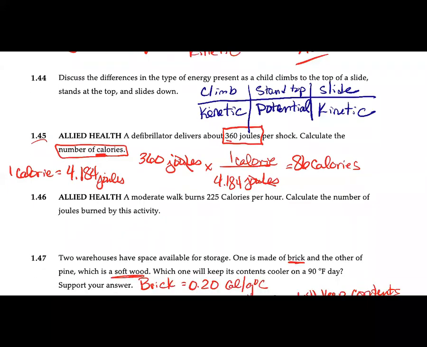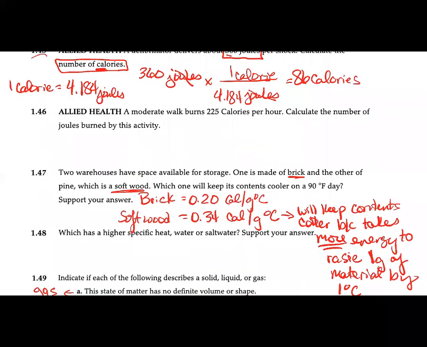Okay. All right, 1.46. A moderate walk burns 225 calories per hour. Calculate the number of joules burned by this activity. So you have to have a conversion factor. You need to know that 1 calorie, C-A-L, is equal to 4.184 joules, J-O-U-L-E-S. Okay, so we know we have 225 calories being burned per hour.